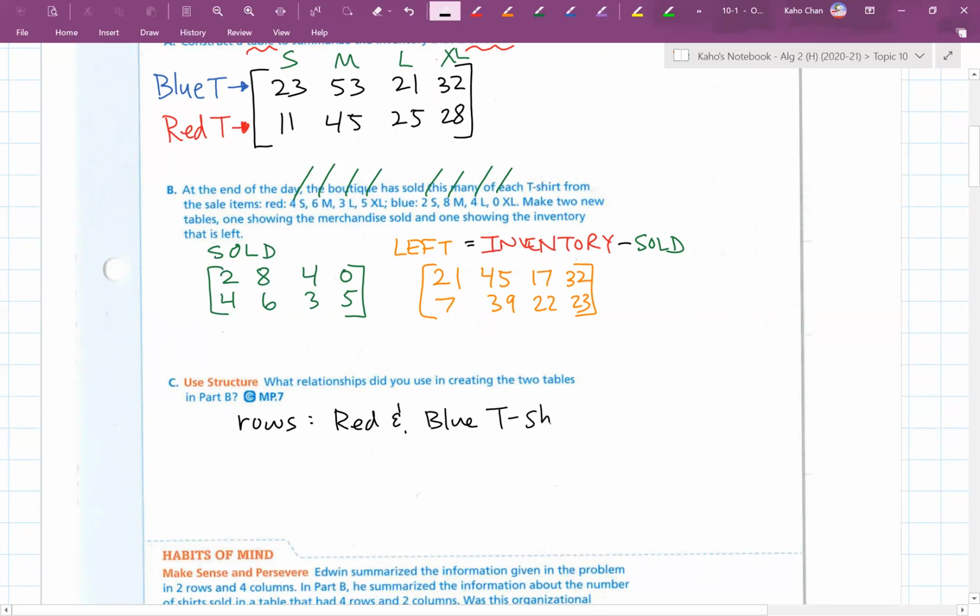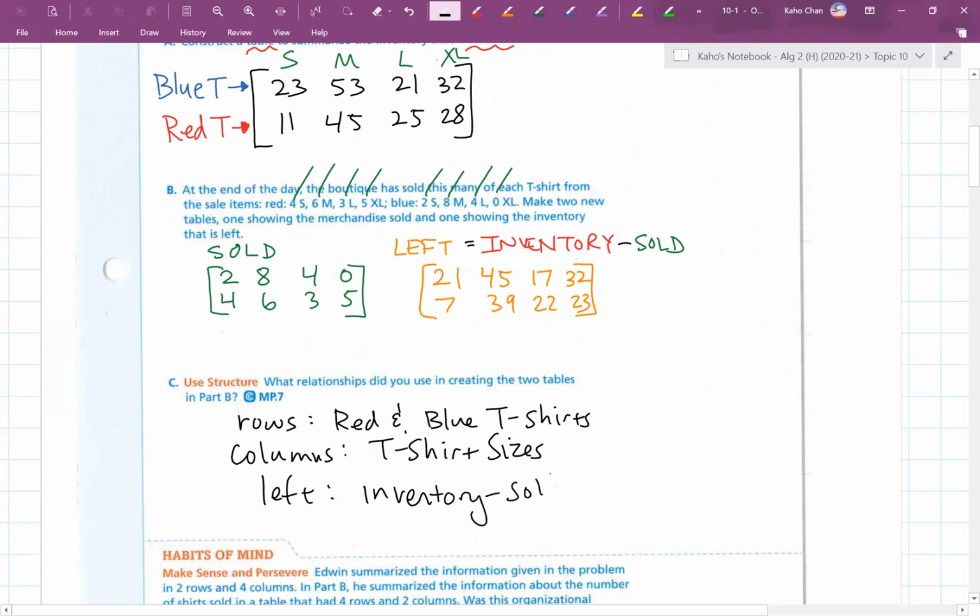As long as you pick a particular norm, you just stick with it. Each column represents the t-shirt sizes. And of course, what's left is based off of just subtracting the inventory with what's sold. Okay, very good.